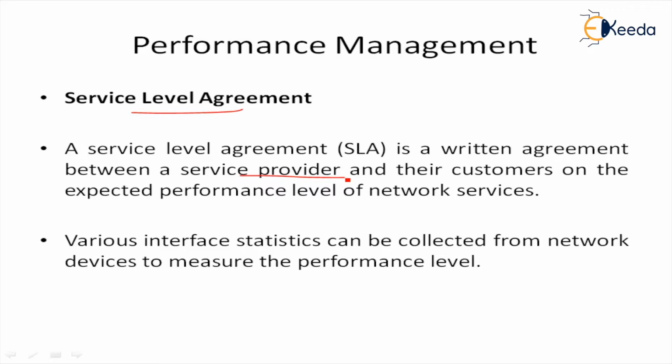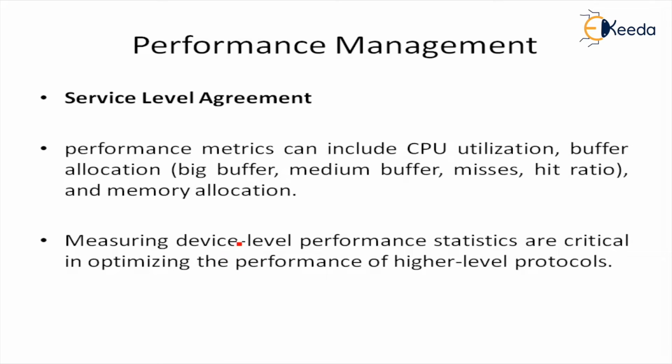On this basis of expected performance, there are different interfaces also. For that, various interface statistics can be collected from the network device to measure the performance level. The statistics considered, such as input queue drops, output queue drops, and ignored packets, are useful for diagnosing performance related problems. For the particular device level, performance metrics can include the CPU utilization, buffer allocations like big buffer, medium buffer, misses, hit ratio in the memory allocations also.